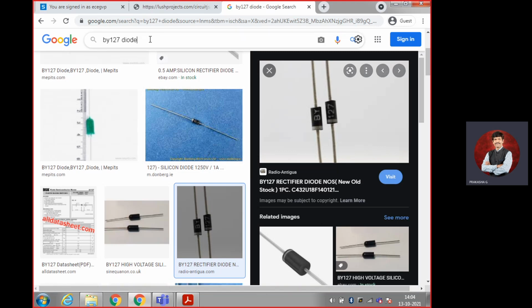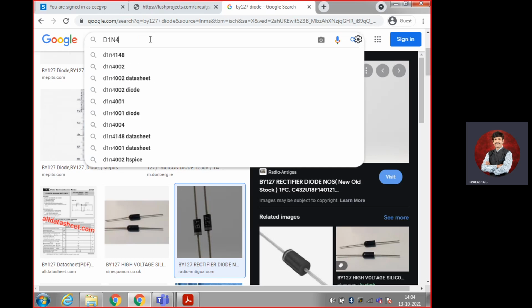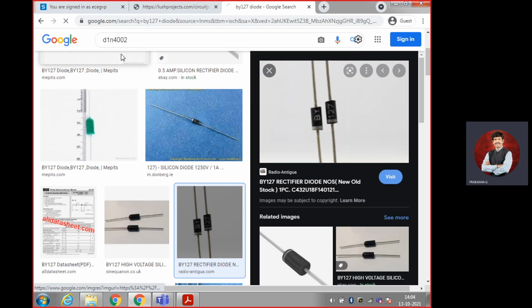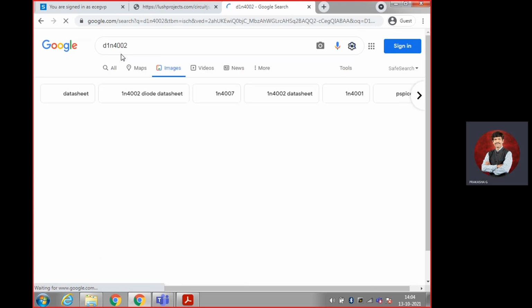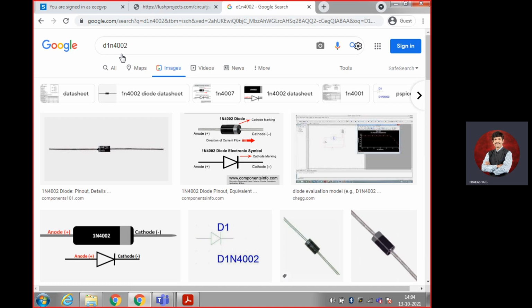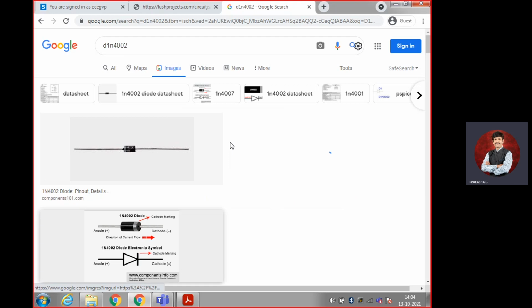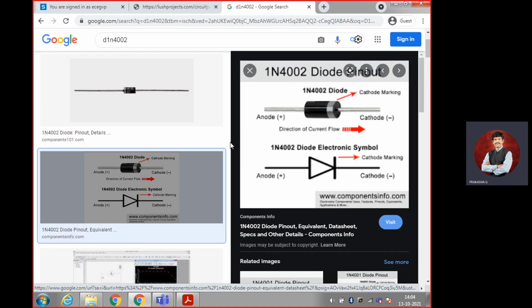This is one more I would like to show you. D1M400. See here, this is one more diode. BY127 is one diode. Behind it is the diode symbol. You know the diode symbol? Arrow with a vertical line. This is the anode, this is the cathode. Here also pure black color is the anode and the gray color ring is the cathode.